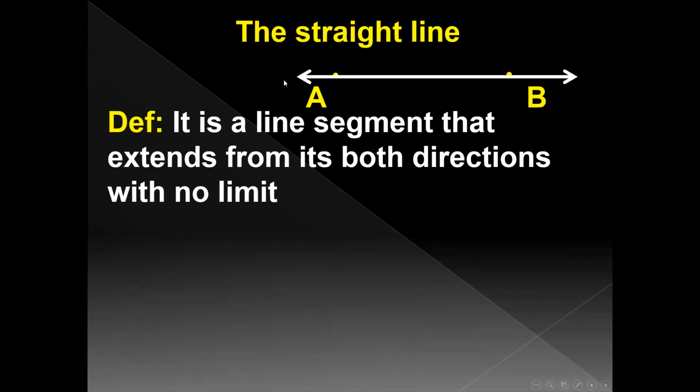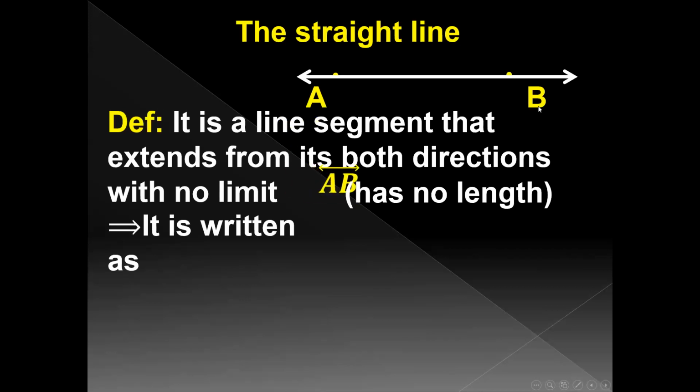If we have a line segment like AB line segment and we extend the two directions of this line segment, we will find the straight line. And the straight line has no length. We can't find the length of the whole straight line, but we can find the length of a part of the straight line, like the part AB line segment. The line segment is a part of the straight line. So we can find the length of this part, but we can't find the length of all the straight line because the straight line extends infinitely.